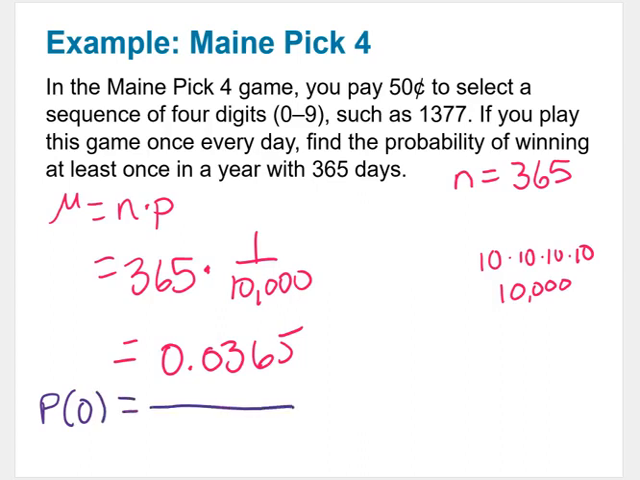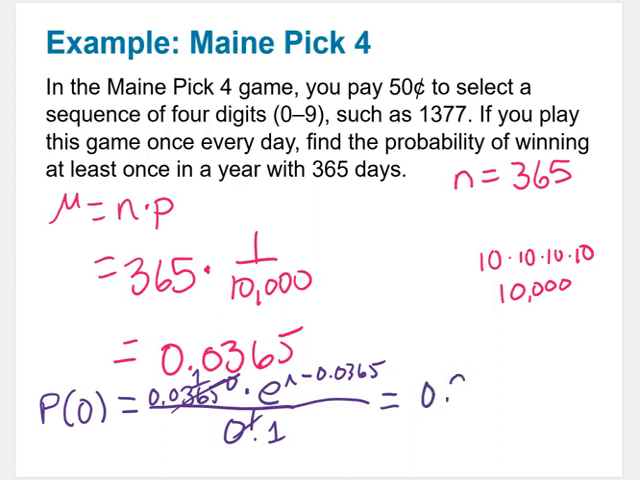Again, you're just going to use the formula. So our mu, right, we need that, raised to the x power, which is 0. Now anything raised to the 0 power is just 1. And then e raised to the negative 0.0365. That will actually give us a number. And then we're going to divide it by 0 factorial. Remember, 0 factorial is 1. So this is just 1, and this is just 1. So really all you need to put in your calculator is that right there. And that gives you 0.9642.